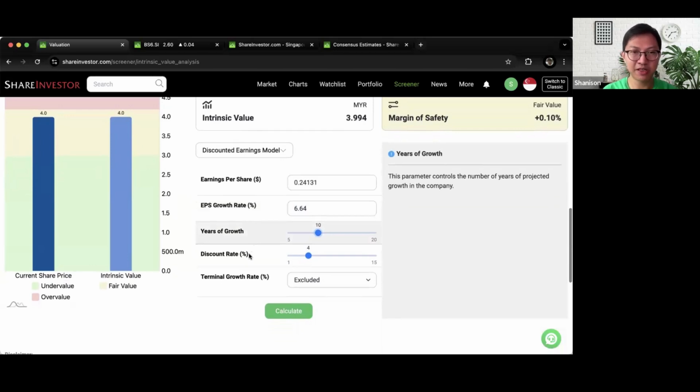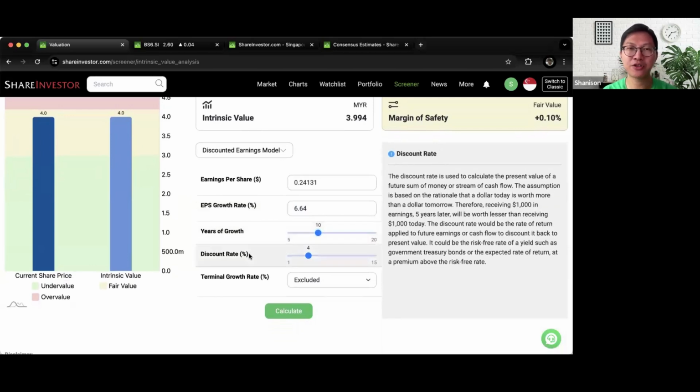And then with these numbers, you need to discount back to the present value. This is the financial concept: you're discounting all the future cash flow earnings back to the present value. If you're not familiar with all this, you can read more. There's a lot of information online that explains what this model does. You also need to assume the discount rate.